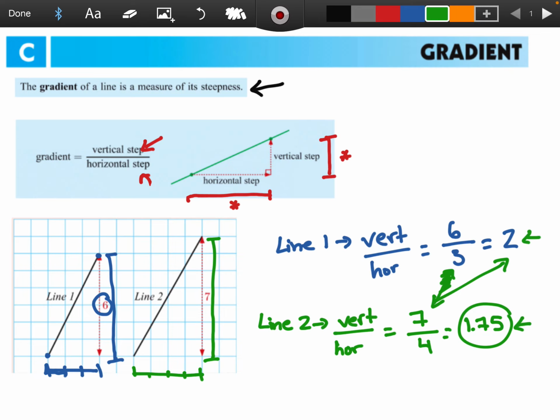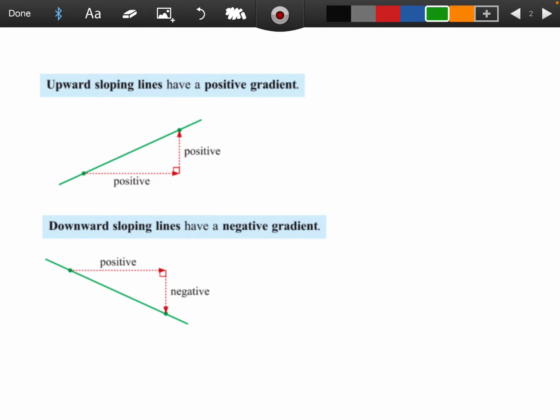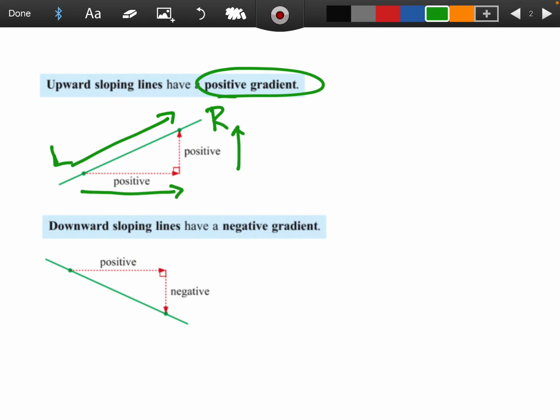Bigger slope, steeper line. All right, you can have lines that go up as you read them left to right. Similar to reading the English language, which you read from left to right, we read lines from left to right. If the line goes up as you read it left to right, then that has a positive gradient. The horizontal step is positive, the vertical step is positive, so you end up with a positive number over a positive number, which means your overall fraction is going to be positive.